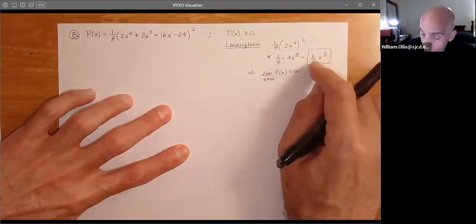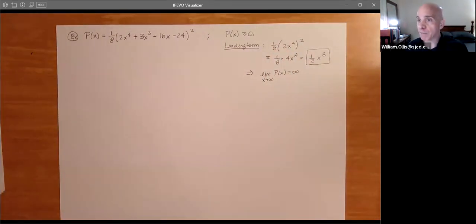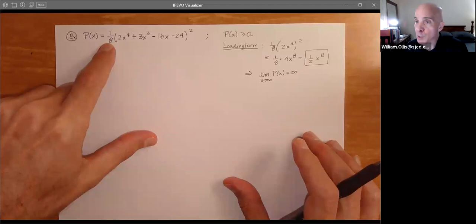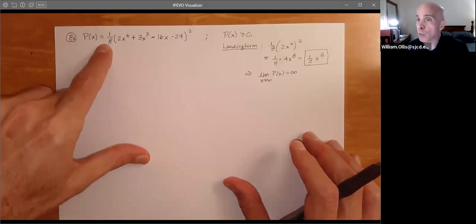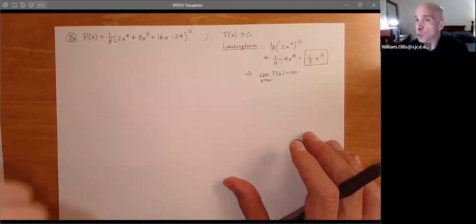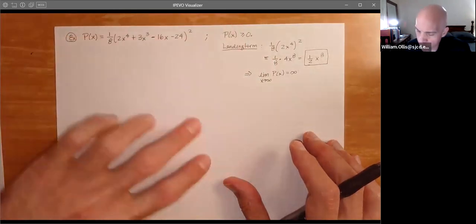Now, of course, if we had a negative here, then both end behaviors would be negative infinity. So this could flip everything if there were a negative here. So again, the sign of the leading term is very important, but we already knew this would be the case, but we want to verify this.